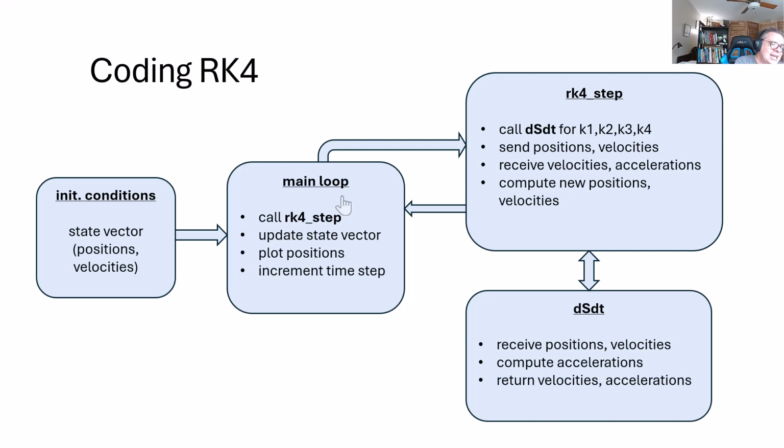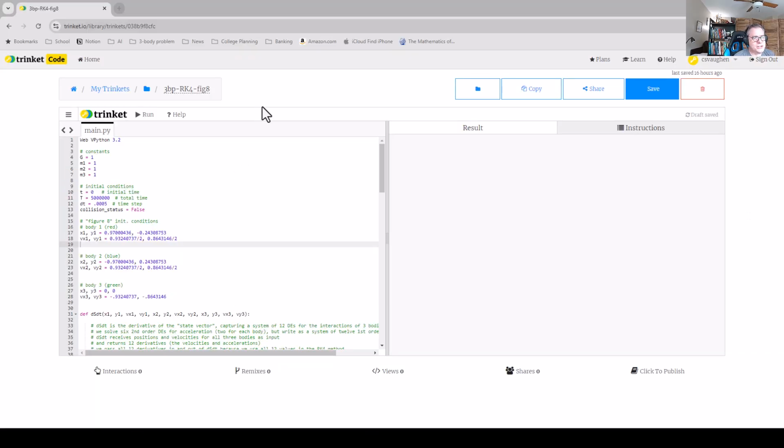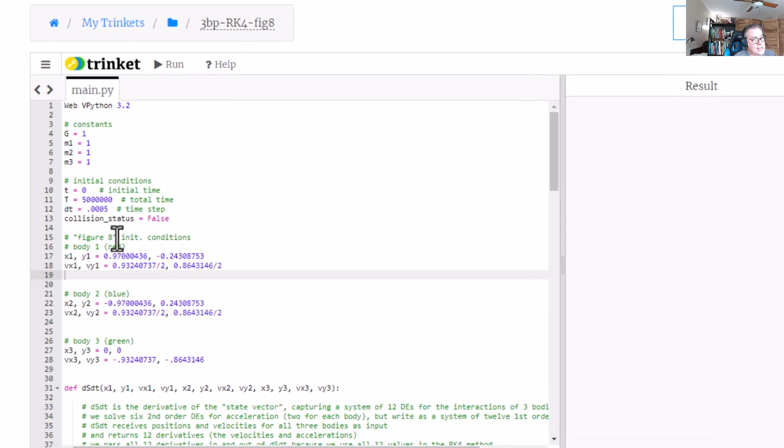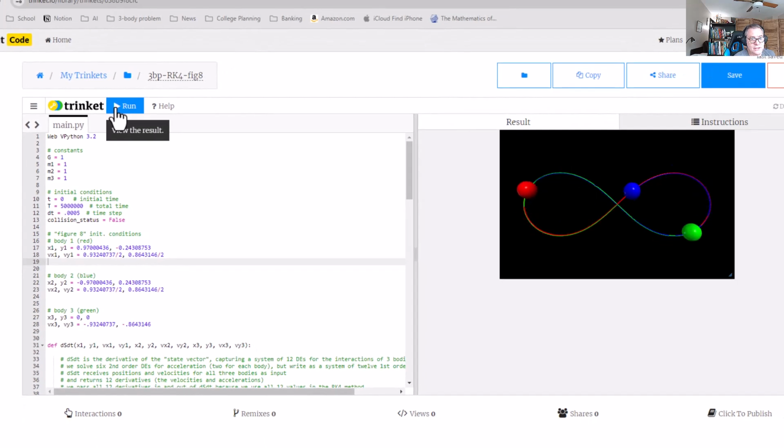Once that's done, I go back to the main loop, update the state vector, plot the new positions, increment the time step, and start again. That's the outline, basically how the code works. So this is Trinket, which is a nice place to write Python code for physics simulations because it automatically has built-in functions to do the animations and to also keep the window on any objects that are being plotted. And here I have the initial conditions for the figure 8 set into the code. So let's see if it's working. That looks good. There's the figure 8.